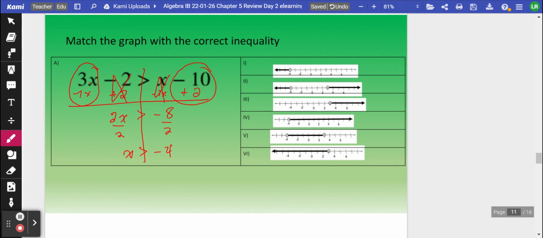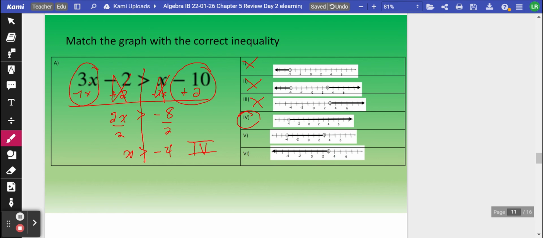So there's only one of them on here. I need an open dot on negative 4, and it should be going to the right. So it's not that one, not that one. There's no dot on the negative 4. There it is. So this one is the fourth one, Roman numeral 4, IV.